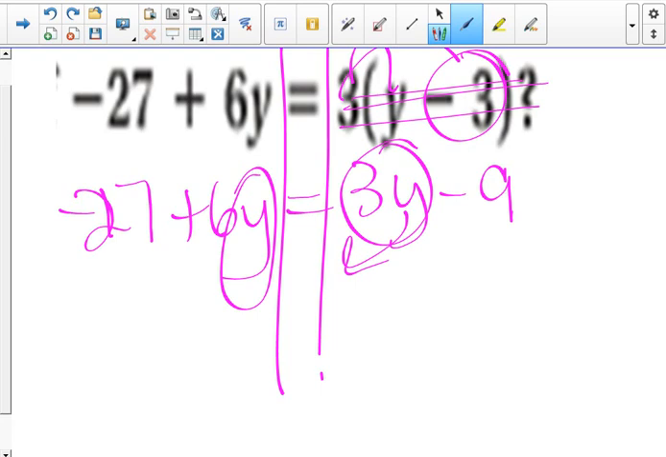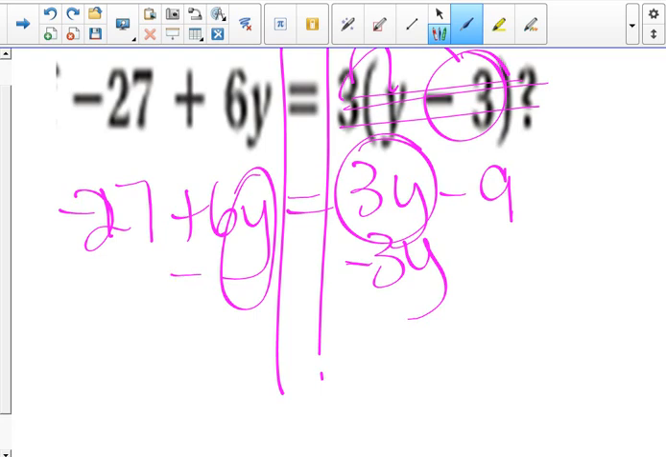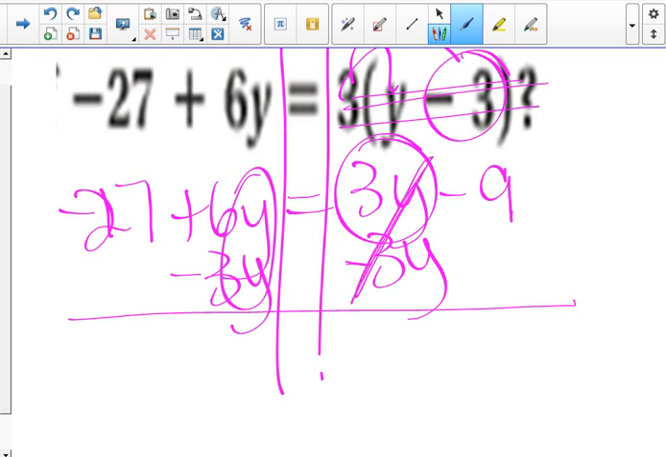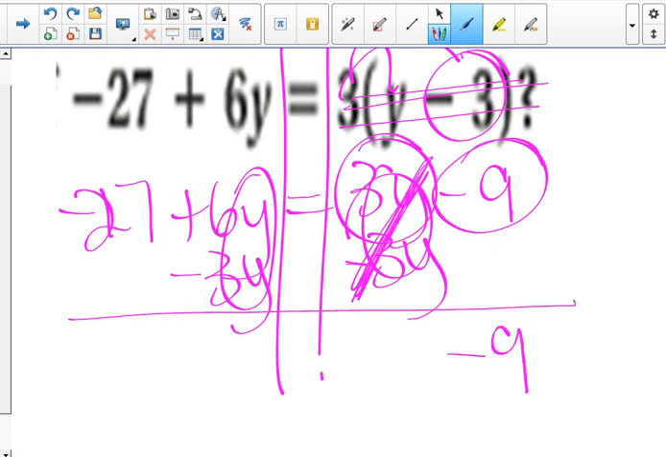So I'm going to solve this by combining my y's. So I've got to get rid of this one, so I've got to subtract 3y. And if I subtract it from this side, I must subtract it from this side. And that goes to 0. And I can carry down the negative 9. Right? So I've got 0 minus 9. My equal sign, keep carrying down.